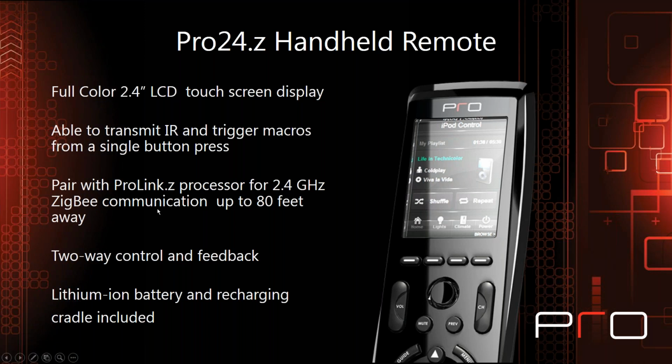The step-up part is the 2.4 gigahertz Zigbee. This will give you that two-way communication, whereas 433 is just one-way RF. 2.4 gigahertz Zigbee is bidirectional, so that's giving you that information back on the remote.